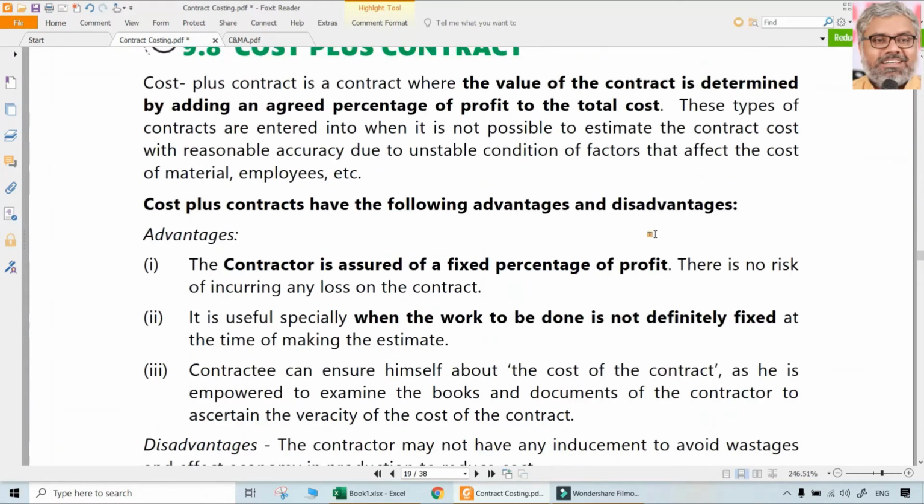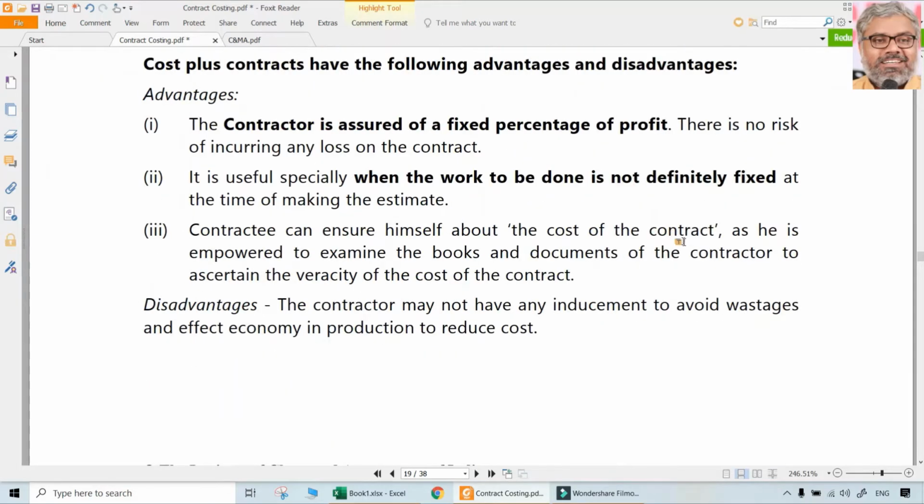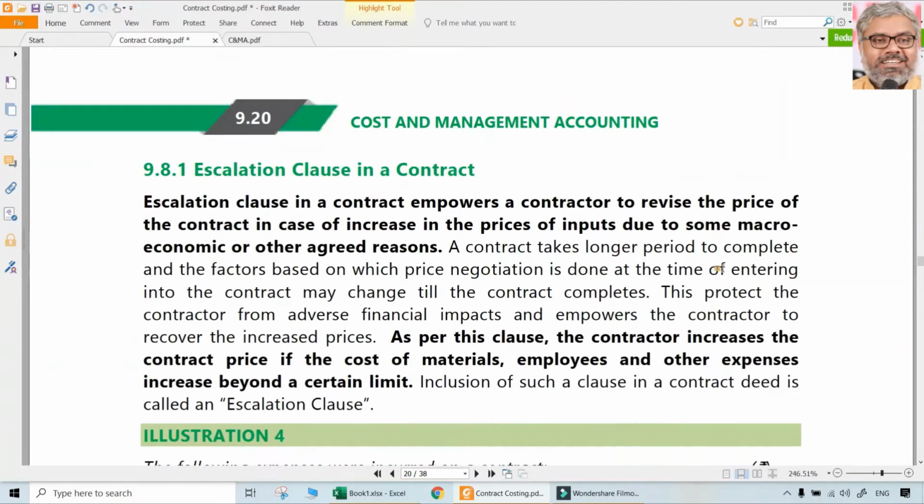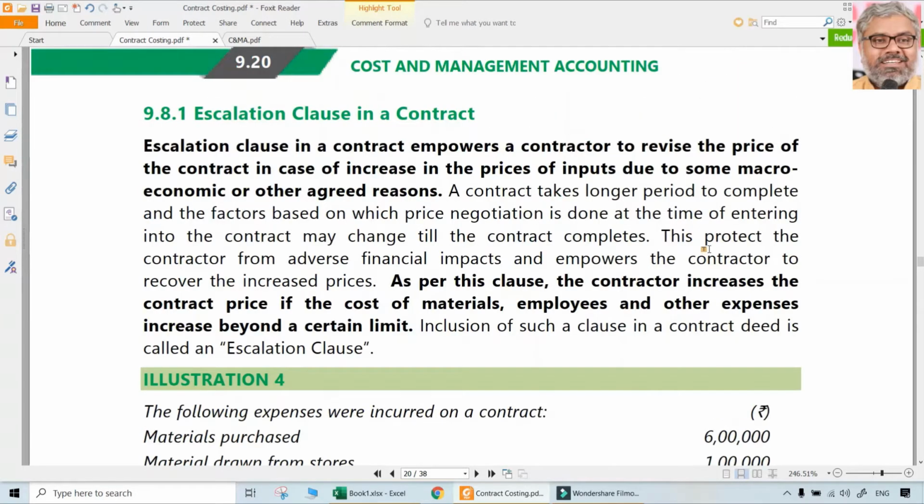Now there are different other terms also like cost plus contract or lump sum contract or escalation clause. Sometimes an escalation clause could be there in the contract, wherein the contractor will have power to revise the price of the contract in case the prices of inputs are changing due to some macroeconomic or other agreed reasons. So that is called escalation clause. Again, we don't have to assume any of these things beyond the information given in the question. We'll just apply this so that the contract price will be increased, nothing else.